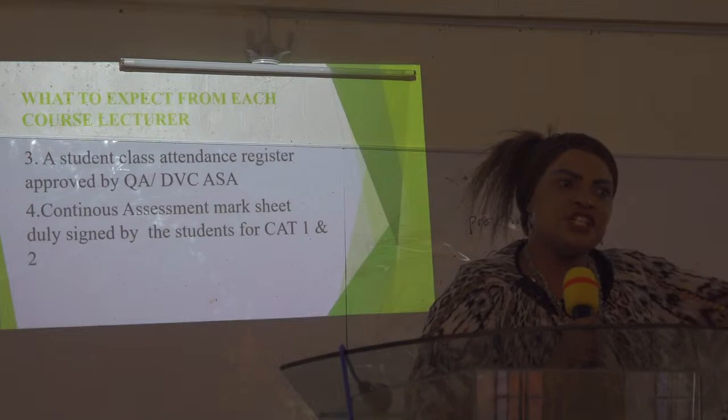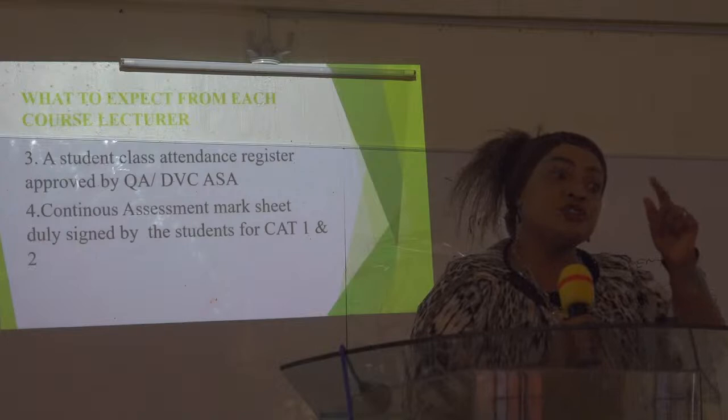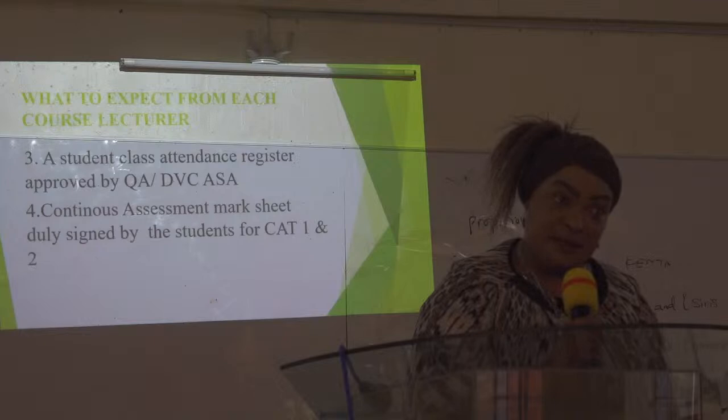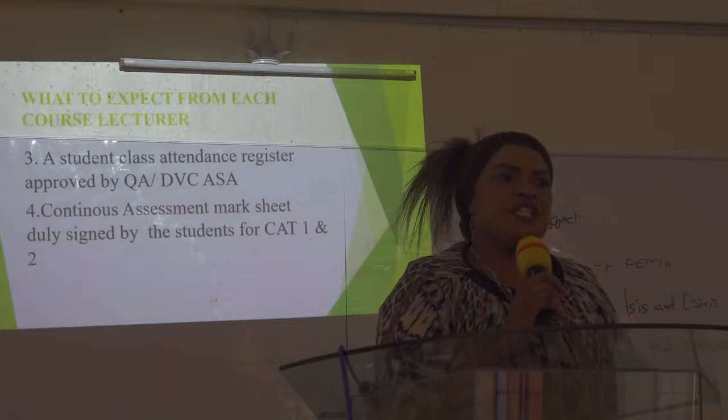So the class attendance registers that are acknowledged and admissible by the institution are those ones having the week spread out. Then down there, there's my signature and my name, and then approved by Professor Kip Kemboi, who is our Deputy Vice Chancellor Academics. And then I'm going to go to the final one, which is the continuous assessment.